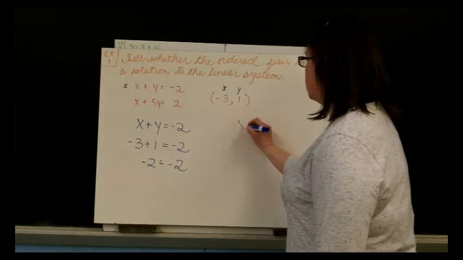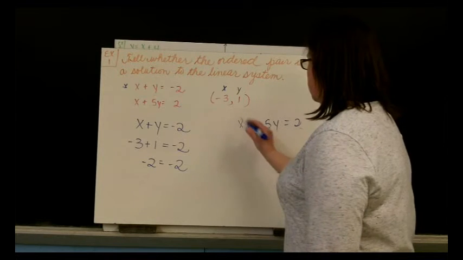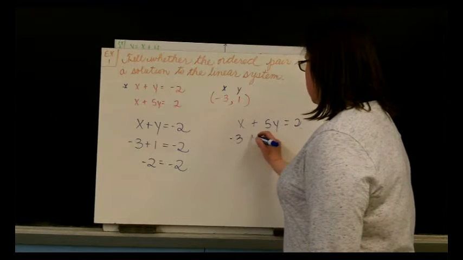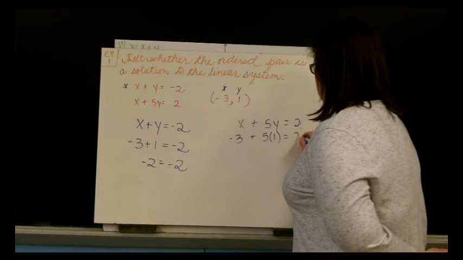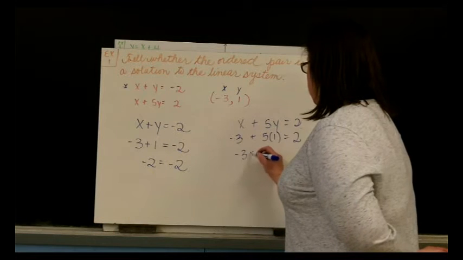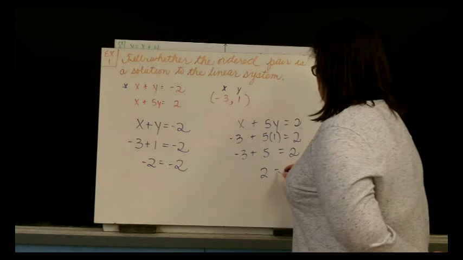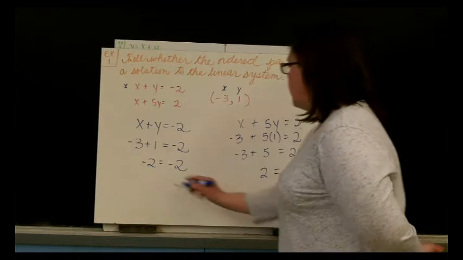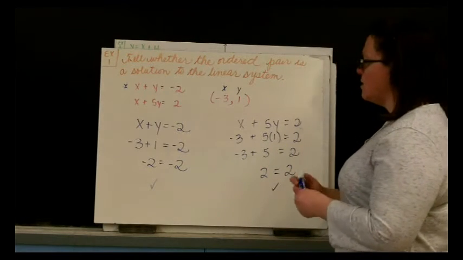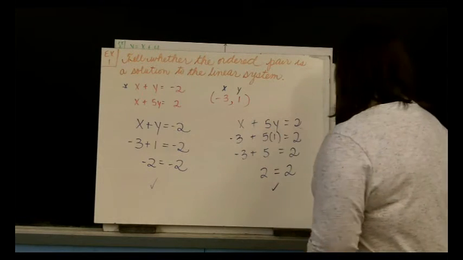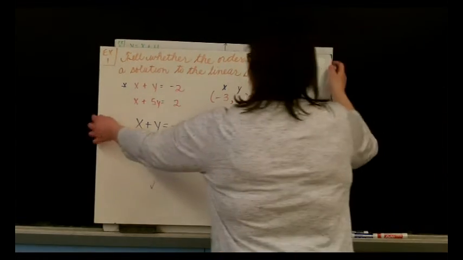So now let's do this one. X plus 5y equals 2. X is still our -3. Y is +1. So we have a -3 and +5 equals 2. Here we have +2 equals +2. Since this one checks out and this one too, that means that yes, this ordered pair -3, 1 is a solution to this system of equations.